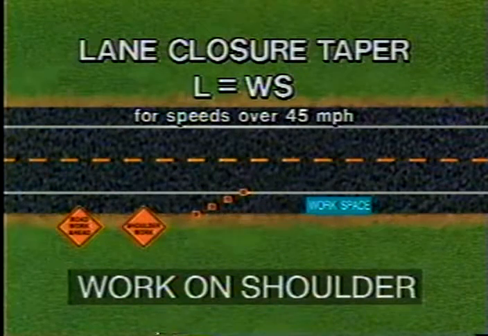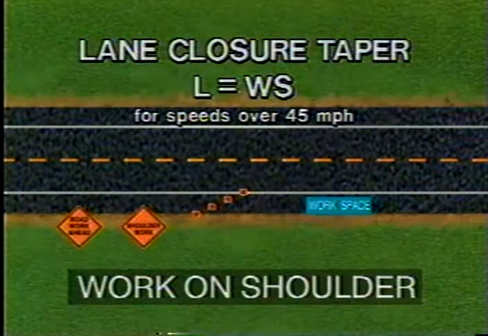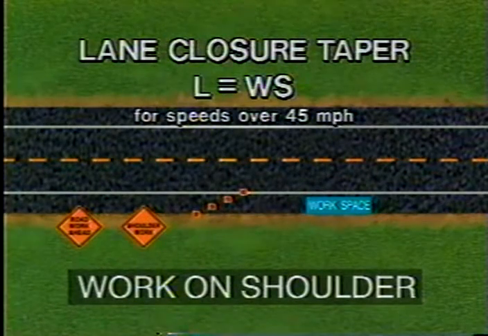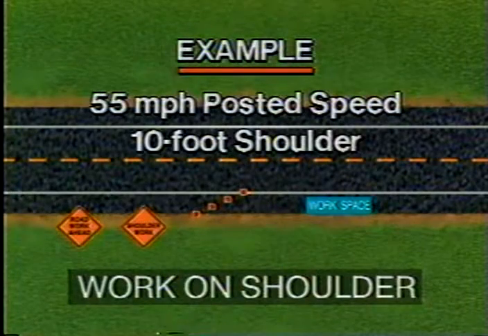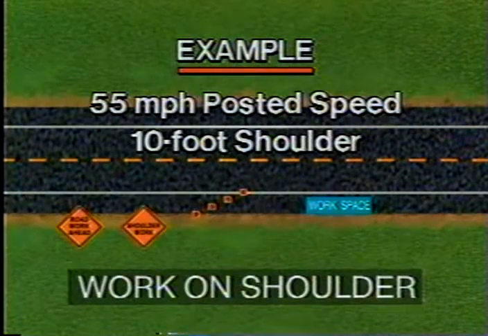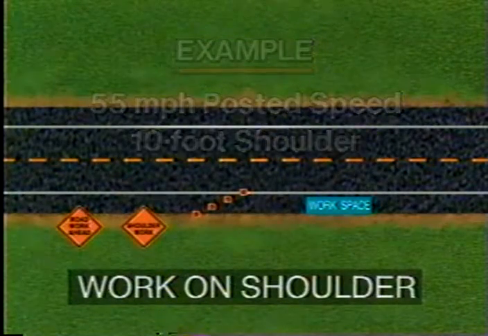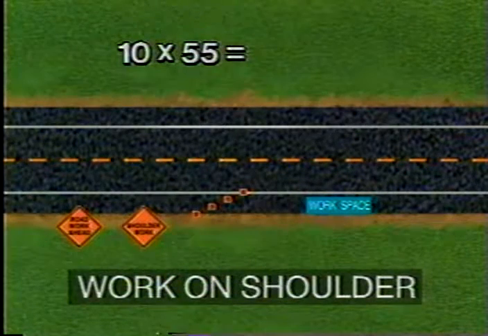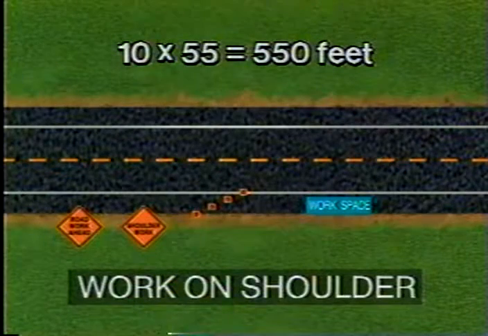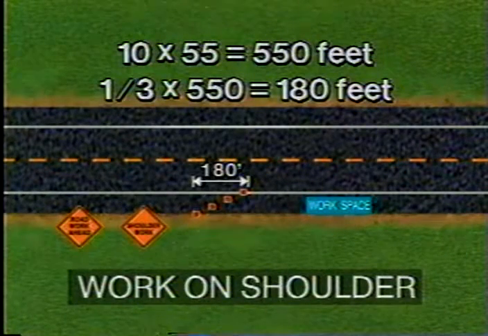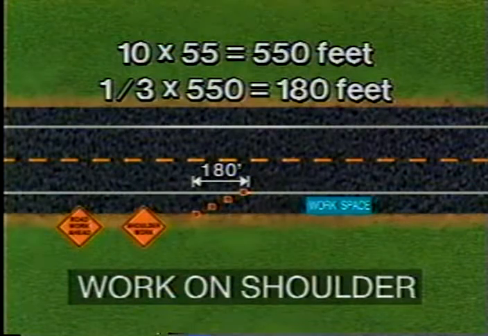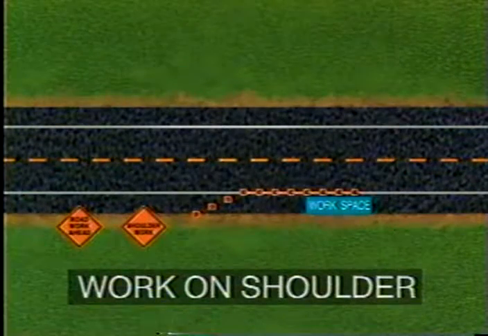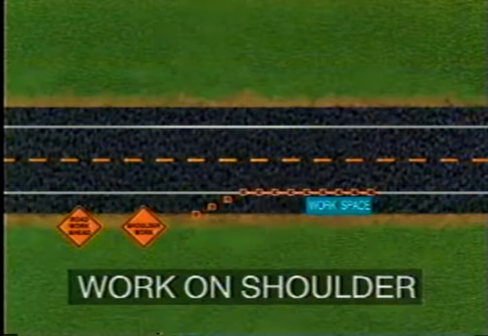Remember that the lane closure taper length is the product of the lane width and posted speed limit for speeds over 45 miles per hour. Let's assume a 55-mile-per-hour posted speed and a 10-foot shoulder. The lane closure taper would be 10 times 55, or 550 feet. The shoulder closure taper is therefore 1/3 of this, or approximately 180 feet. A buffer space should be provided in advance of the workspace.